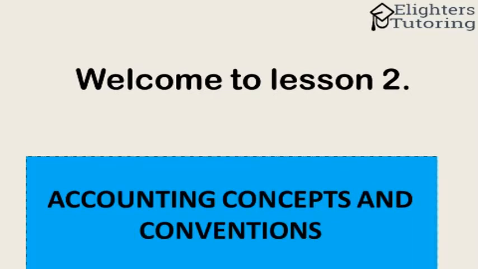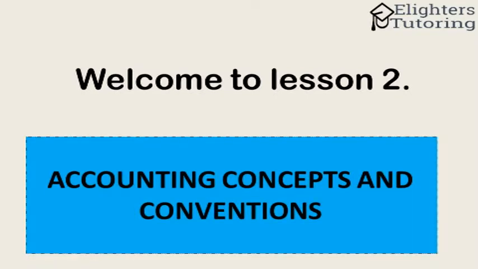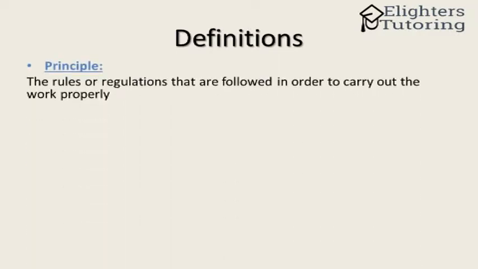In Lesson 2, we are talking about accounting concepts and conventions. Let's start by defining some terms. Our first term to define is principle. What is principle? Principles are rules or regulations that are followed in order to carry out the work properly. Rules are everywhere, they need to be followed.